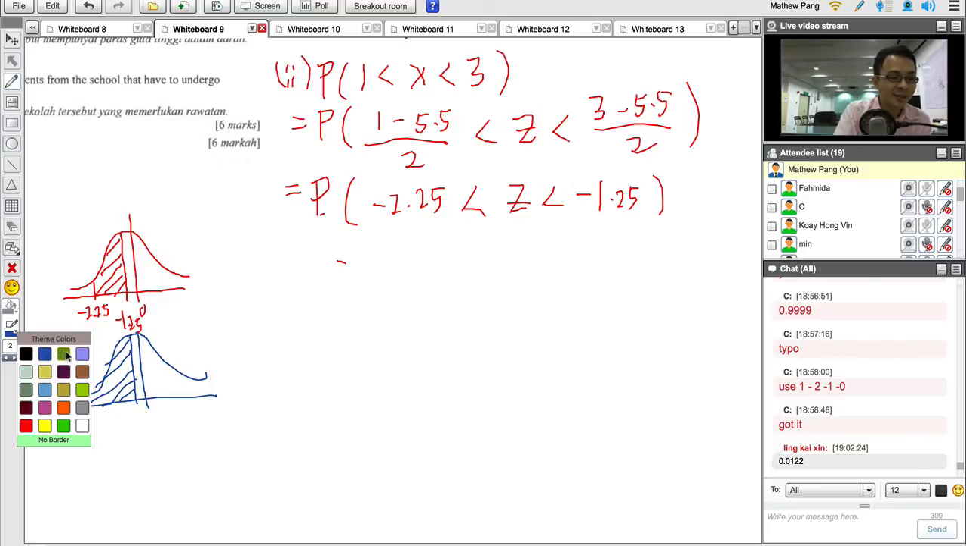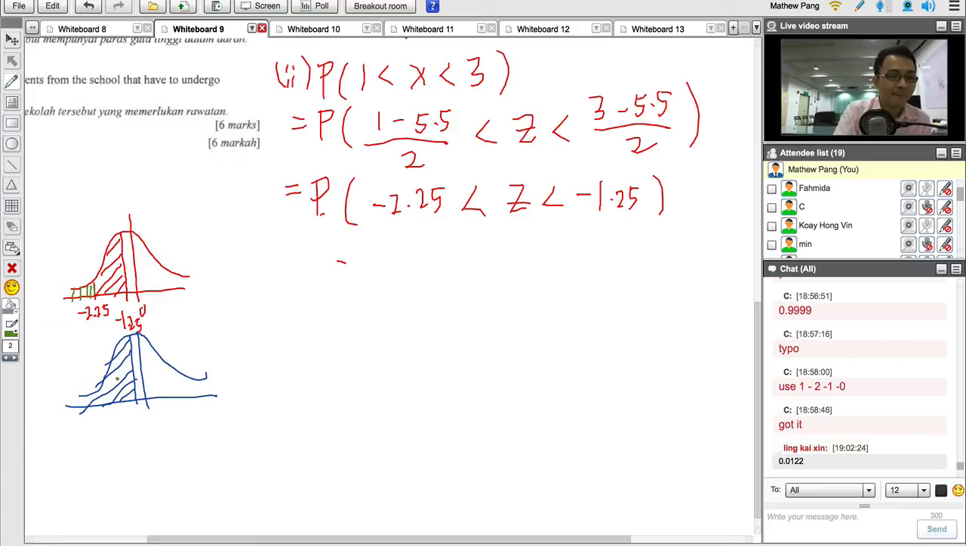And then to minus the green color part. The green color part will be somewhere here, isn't it? This is negative 2.25. Alright, so do you see the big picture over here? I hope you can see.